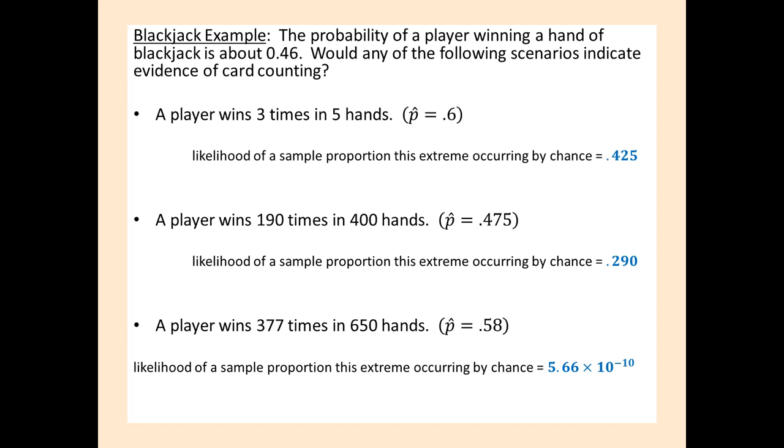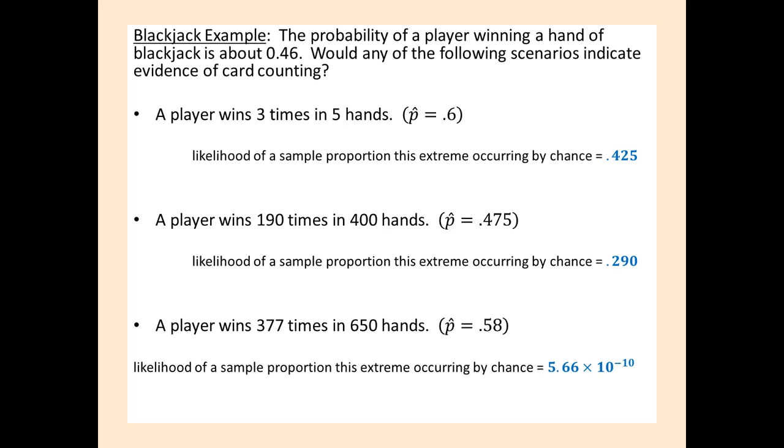The next one, the second bullet point, 190 wins in 400 hands. Now we've got a decent sized sample, but our sample proportion's only a little bit bigger than 0.46. That's not that weird either. The likelihood of getting a sample proportion of at least 0.475 with a sample size of 400: 0.29, so 29% of the time that's going to happen. That's not that weird.